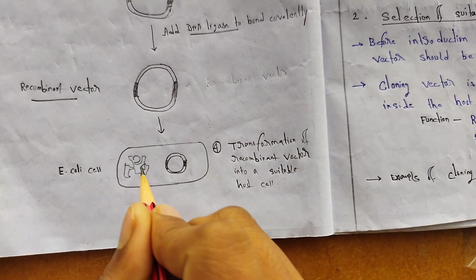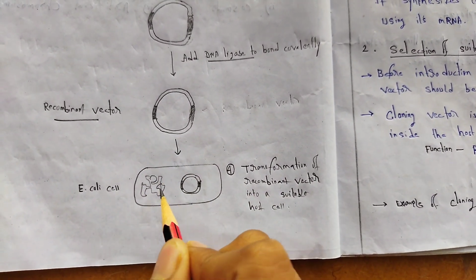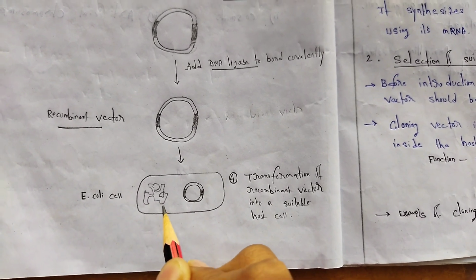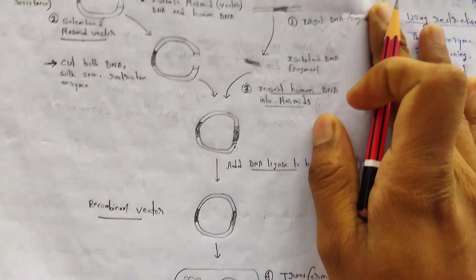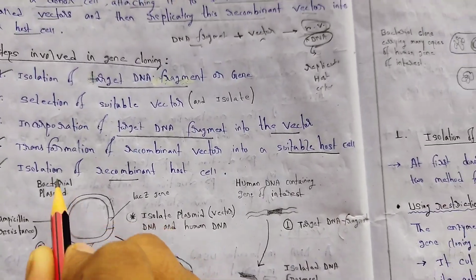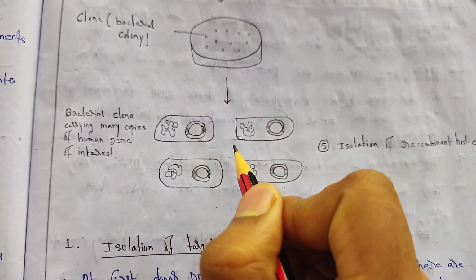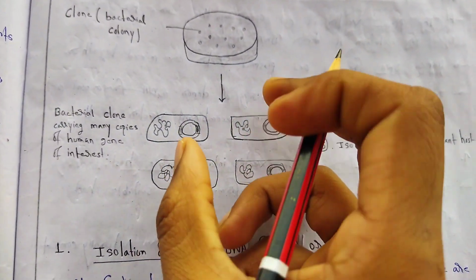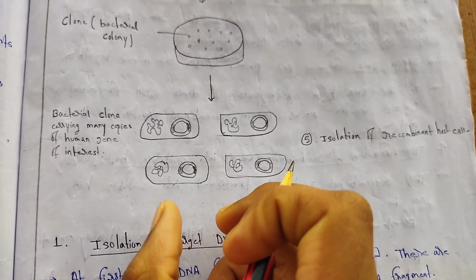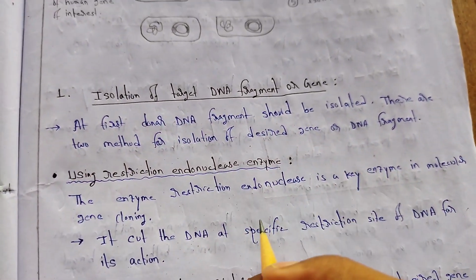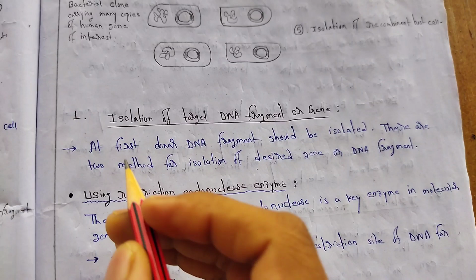This is the host cell, and we have taken the vector into the host cell for transformation. So what is the fifth step? Isolation of the recombinant host cell. By cloning only, we get the isolation of the recombinant host cell. Let us discuss all the points.